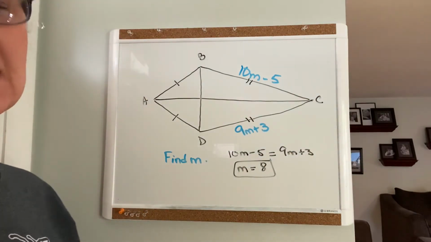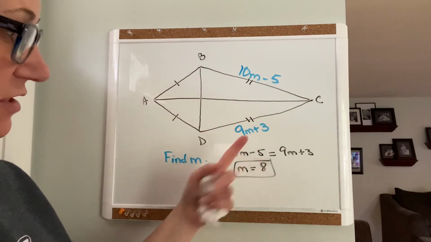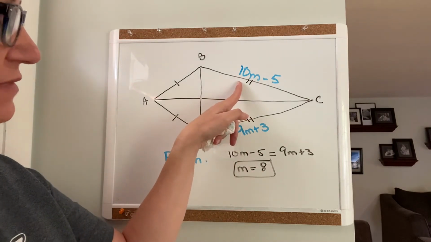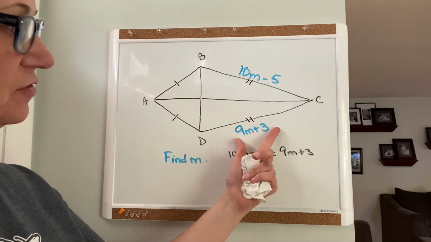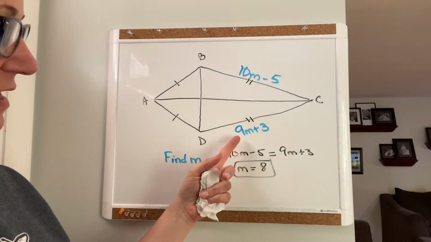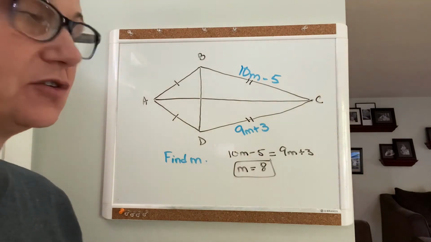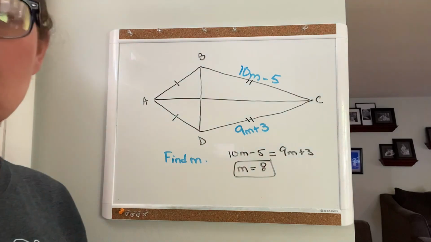M is 8. If I asked you to go one step further and find the length of BC or DC, you could just plug 8 back in. So if you were to plug 8 in, you get 10 times 8 is 80 minus 5 is 75. And the same is true for here. If you plug 8 in, you get 9 times 8 is 72 plus 3 is 75. That's another way to make sure your answer is correct. Make sure the lengths come out to be exactly the same. And that's it. Those are your 4 examples.